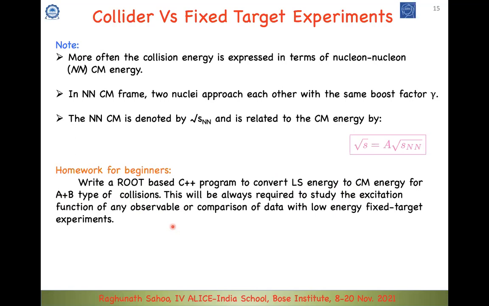Okay, and to standardize your program as a QA check, you should take 150 GeV beam energy in the laboratory, and you should see that your center of mass energy is 17.3 GeV. So that will actually make a QA for your code. If that is working fine, then possibly other conversions will be okay.